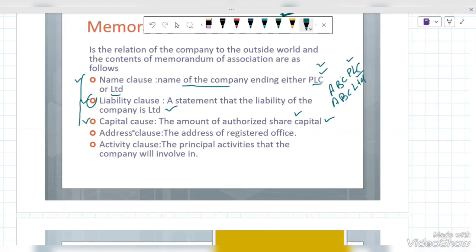Okay, so the third content is the capital clause, the amount of authorized share capital. It means how many shares a company authorizes, or sells, or raises.